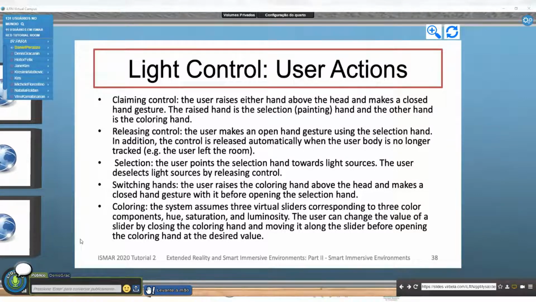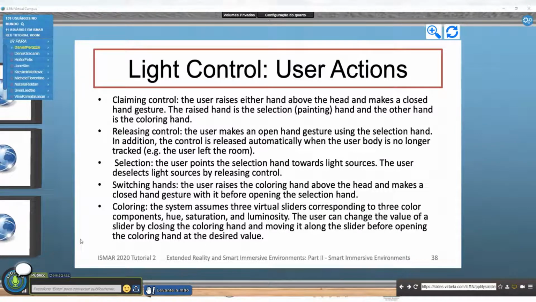Releasing control. So now, with claiming control, we close the hand, and that gesture is interpreted as grabbing control. When we open that hand, then we are releasing that control. Control is also released if the user's body is no longer tracked, for example the user has left the room, or for some reason is not visible to the body tracking system.